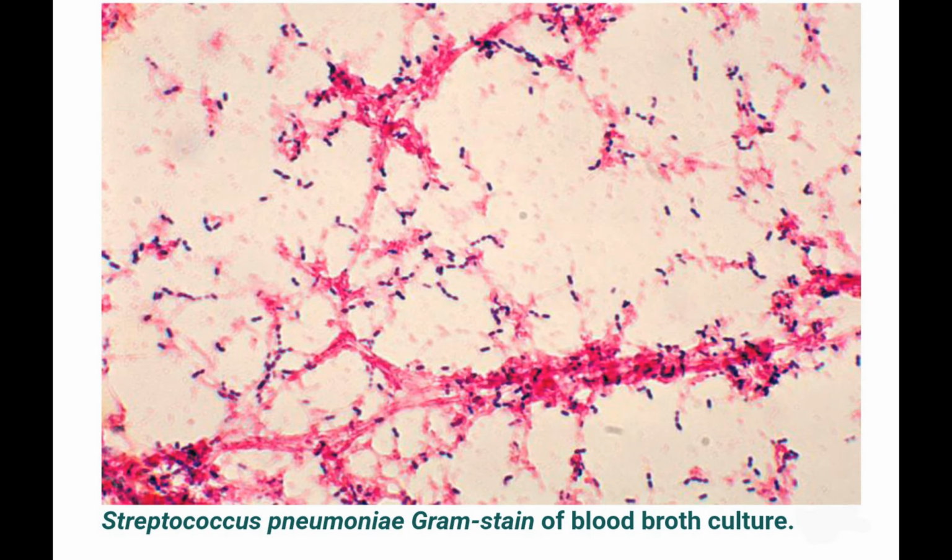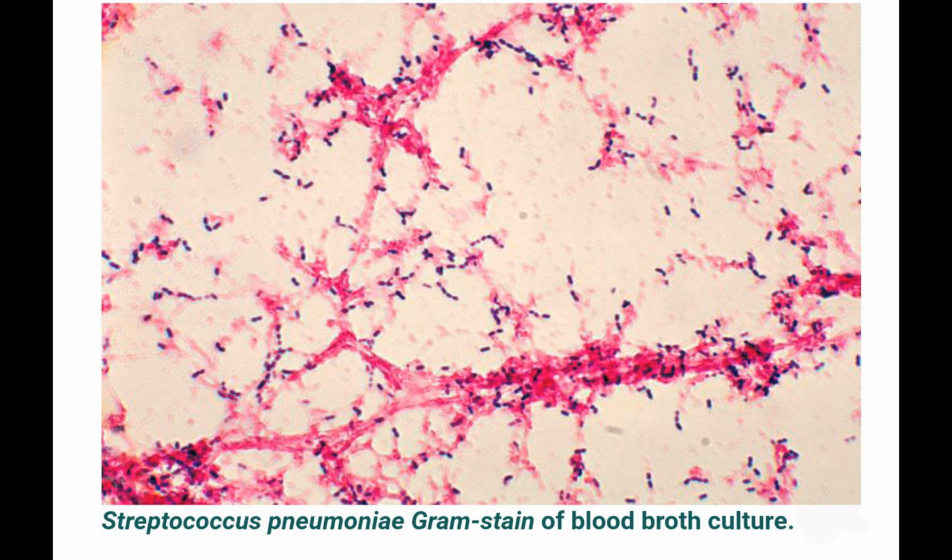Next, we will first be studying the gram positive ones and then we will go towards the gram negative ones. So in the gram positive ones we have Streptococcus pneumoniae. Streptococcus pneumoniae is basically a variety of Streptococcus and that is gram positive.